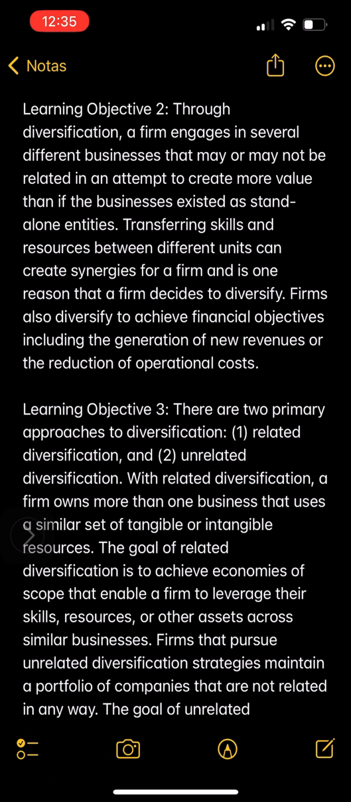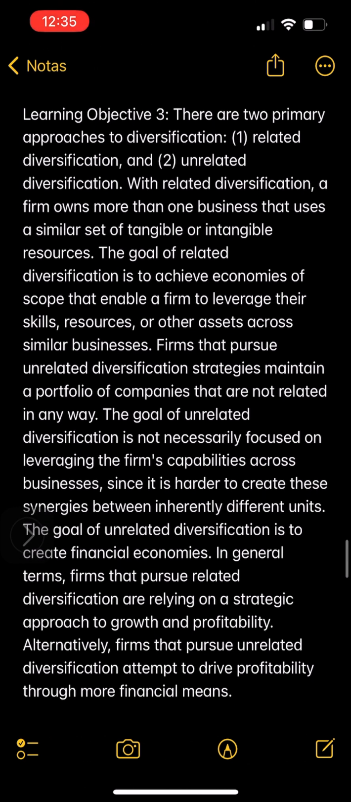Learning objective 3. There are 2 primary approaches to diversification: 1, related diversification, and 2, unrelated diversification. With related diversification, a firm owns more than one business that uses a similar set of tangible or intangible resources. The goal of related diversification is to achieve economies of scope that enable a firm to leverage their skills, resources, or other assets across similar businesses.